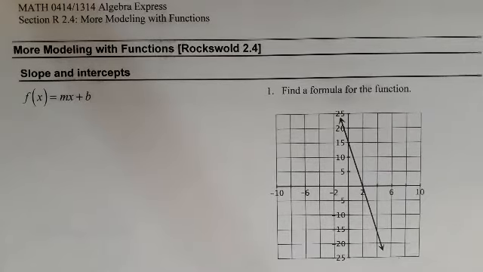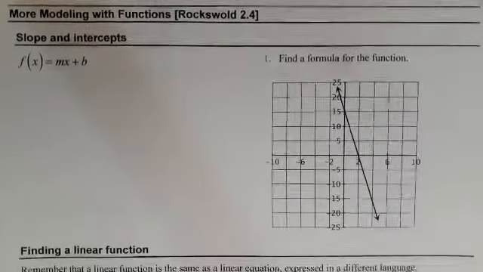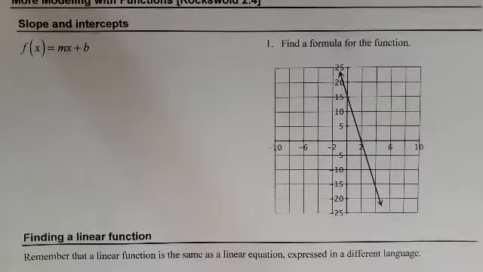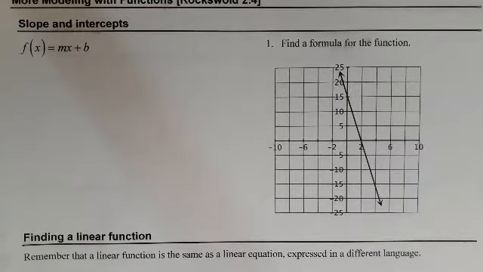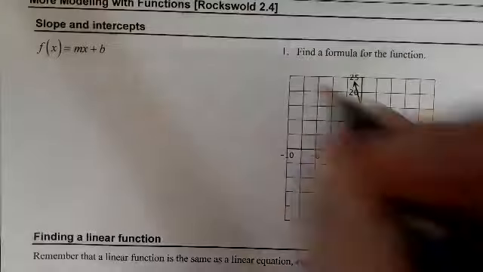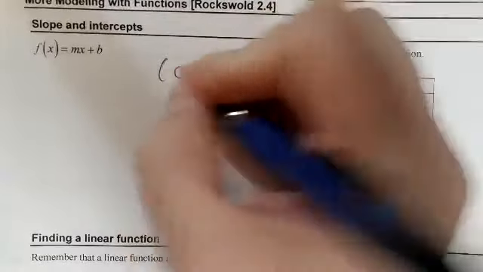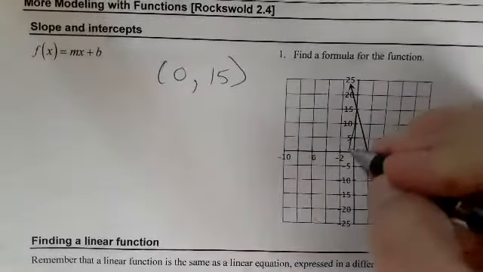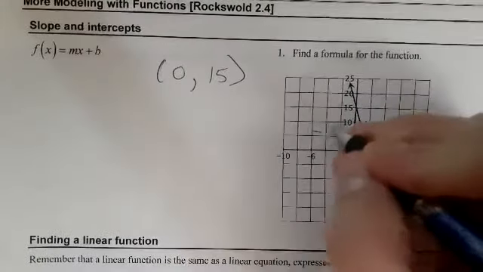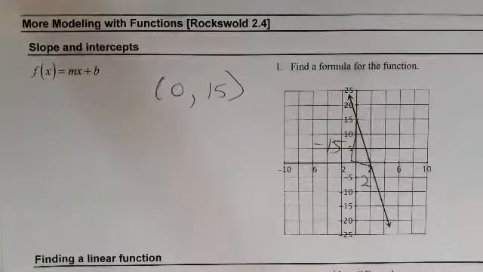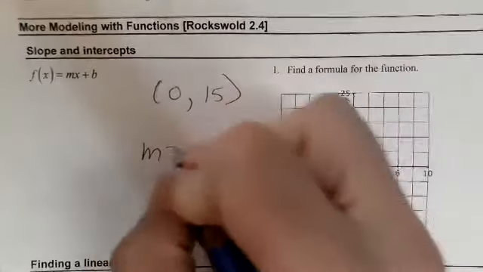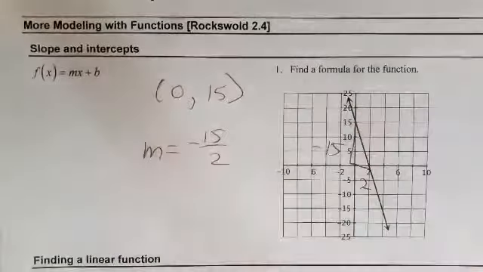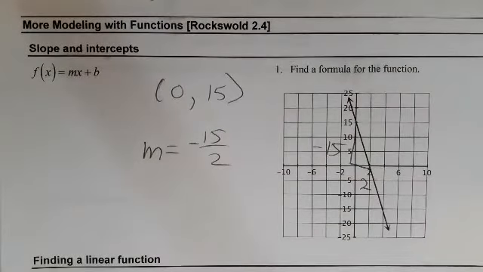So we're starting off here. This should pretty much be a review. We're doing slopes and intercepts. We want to pick off the slope and the intercept. Looking here, our intercept is 0 to 15. We're looking at the y-intercept. For the slope, this is going down 15 for every 2 that it goes over, so our slope should look something like minus 15 halves.